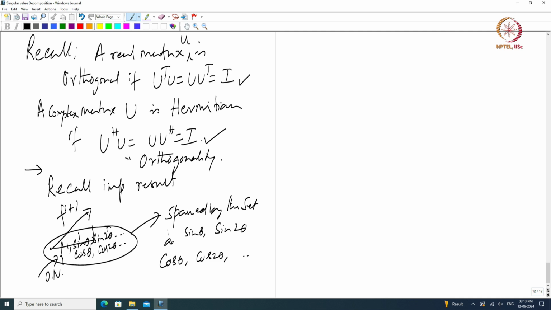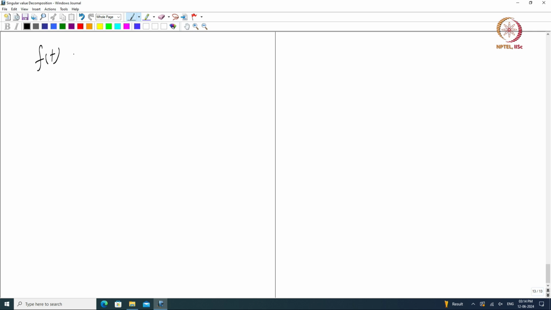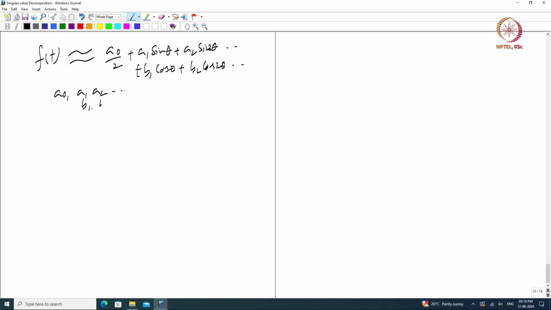These are basically, this is your equivalent A naught by 2, this is A1, A2, this is B1, B2, meaning your f of t is represented as A naught by 2 plus A1 sin theta plus A2 sin 2 theta, etc., plus B1 cos theta plus B2 cos 2 theta, etc. So these A naught, A1, A2, etc., B1, B2, this indeed is what is called your Fourier series coefficients for the function f of t.